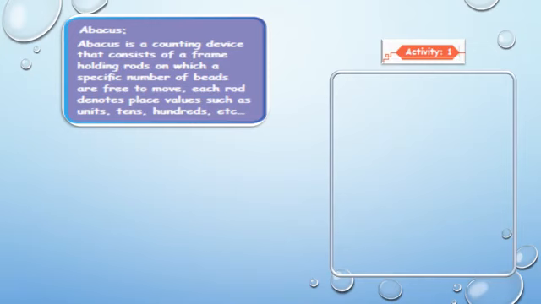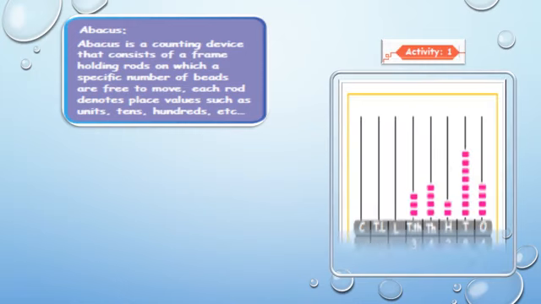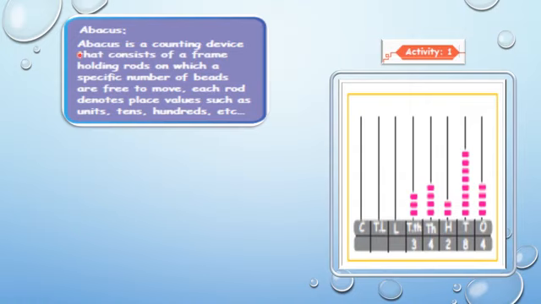Let us learn with the abacus. I'll give the picture, just assume this. Now come to the definition. Abacus is a counting device that consists of a frame holding rods on which a specific number of beads are free to move. Each rod denotes place values such as units, 10, 100, etc. Fine.